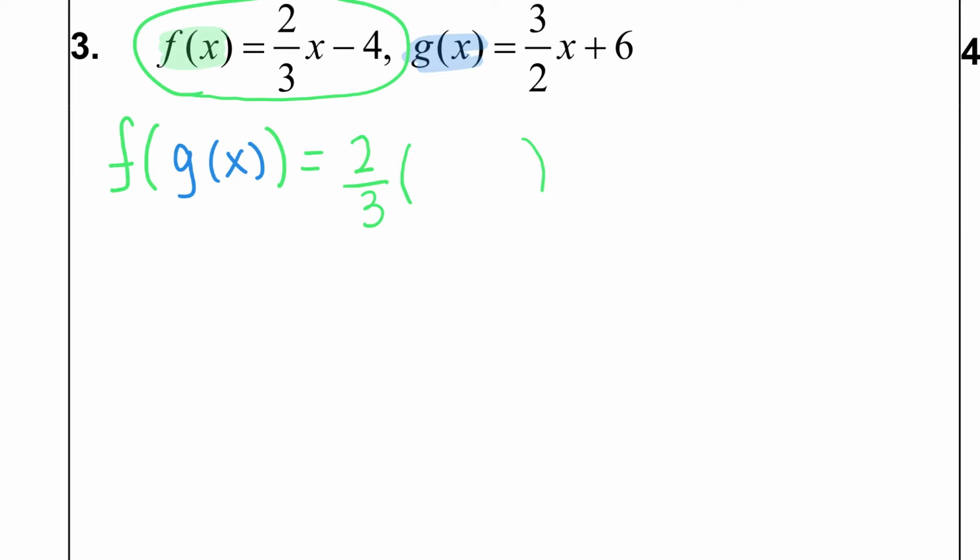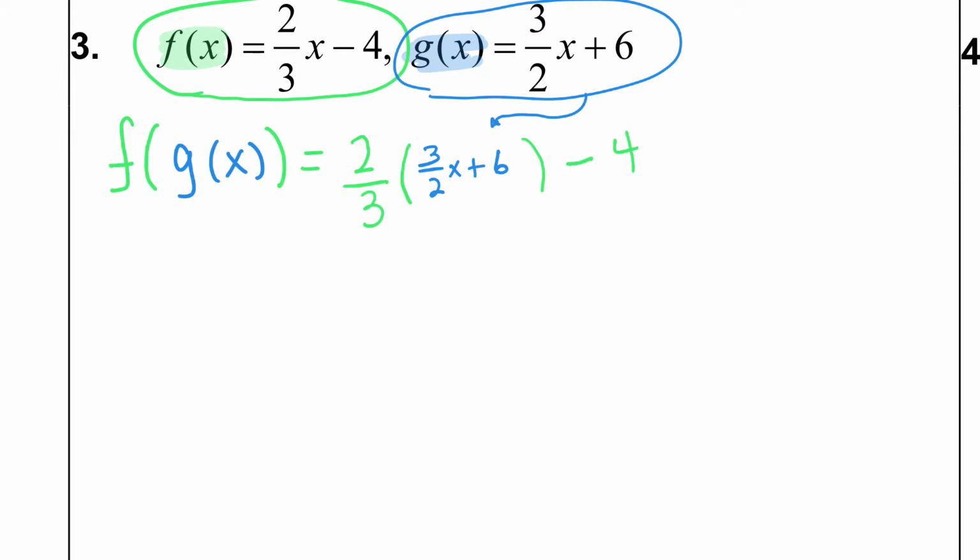That's where the x is going to go, minus 4. Do we know what g of x is? Well, g of x is equal to 3/2 x plus 6, right? 3/2 x plus 6. So guess where that's going to go? That's going to go right there. So I'm going to write it in blue. 3/2 x plus 6. I recommend that you use a calculator.